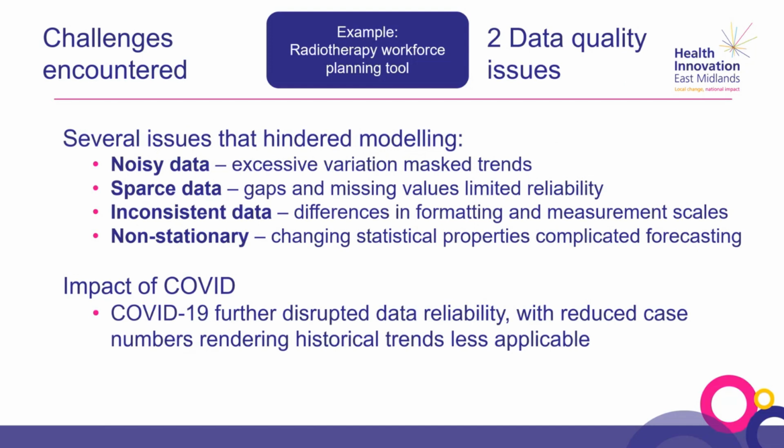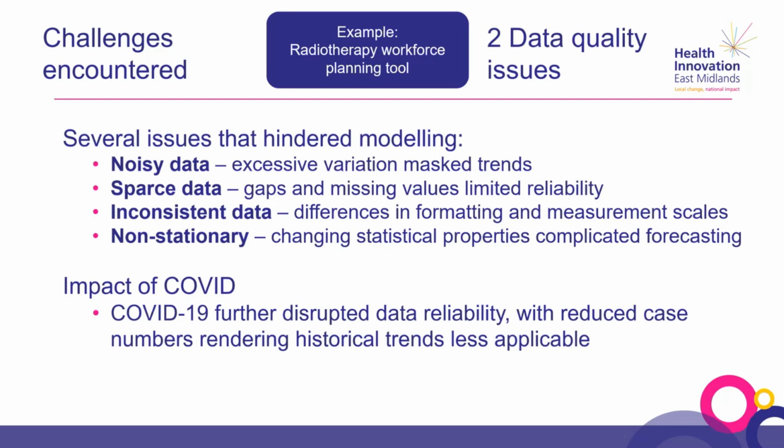I also encountered several early challenges, mostly around the data extracts from ARIA. There were several issues that hindered the modelling. We had noisy data, where excessive variation masked trends. We had sparse data: at the level of granularity that we required for the model, we had gaps and missing values, which again caused issues with forecasting reliability. We had inconsistent data, with differences in formatting and measurement scales, and non-stationary data, where changing statistical properties complicated forecasting. Non-stationary data is basically data whose statistical properties change over time, making it unpredictable and difficult to analyse.